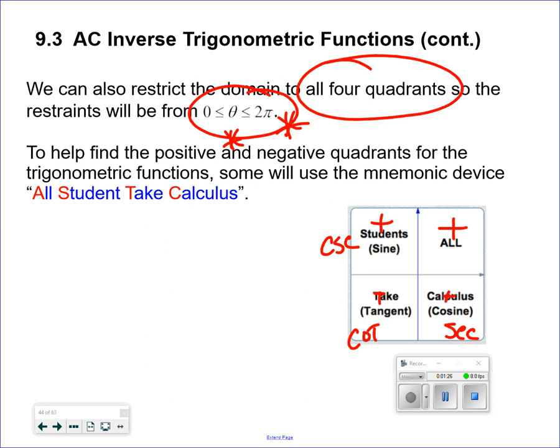So now, how do they memorize that? All students take calculus. All of them are positive in the first quadrant. Sine is positive in the second. Tangent is positive in the third. And calculus, C, cosine, is positive in the fourth. So again, if you wanted to know where things are positive, all students take calculus gives the quadrants in which things are positive.